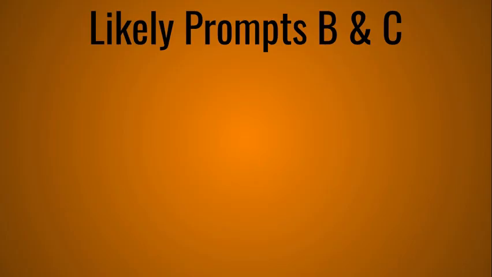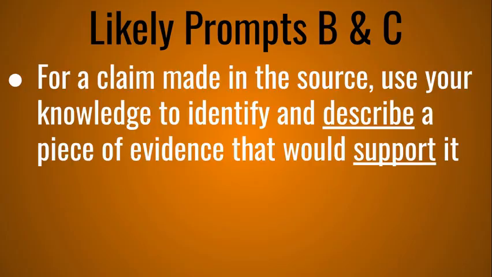As far as harder or more challenging prompts, and the prompts do tend to get harder, A is usually easier than B, which is easier than C in general. These are ones that are going to call for you to use outside information. So for a claim made in the source, use your knowledge to identify and describe a piece of evidence that would support it. And that word would is your cue here. It doesn't support it because it's not in the source, but you're introducing a piece of evidence that would support it.